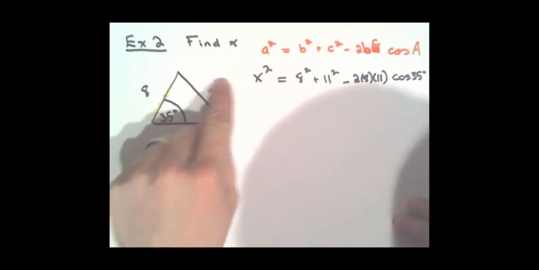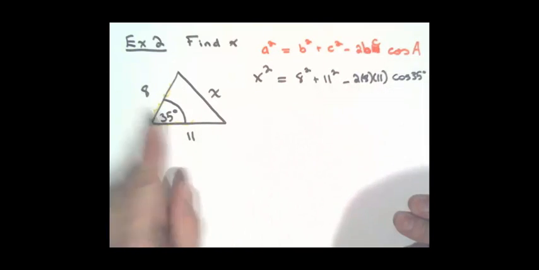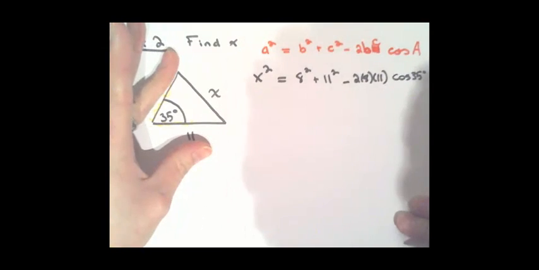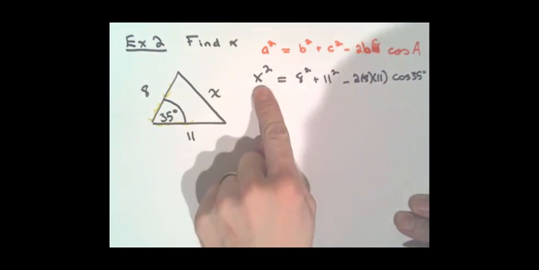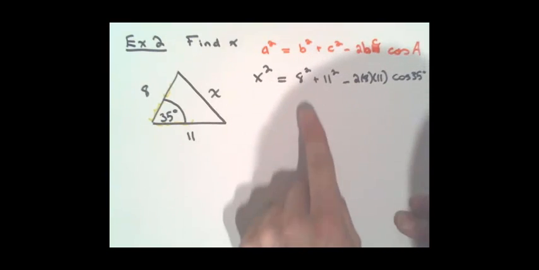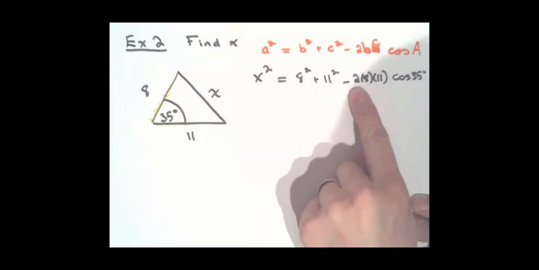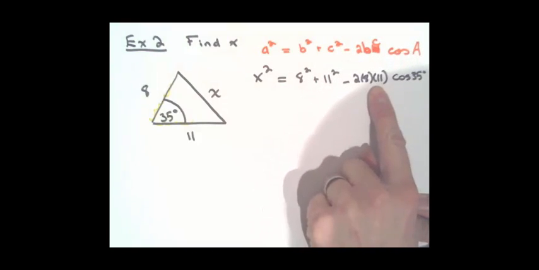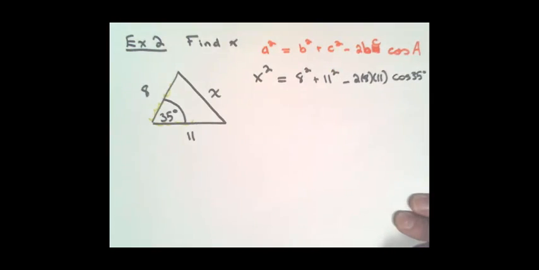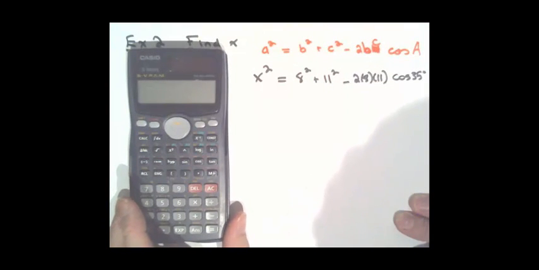If you're trying to find side x and you have the angle that is opposite that, and you have the two sides that sandwich it, it's easy to set up. Put the side here, put its corresponding angle over here, then the sides go in order. 8 squared plus 11 squared, then you do minus 2 times 8 times 11, cos 35. You're ready to grab your calculator, and you can actually do this in basically one shot.